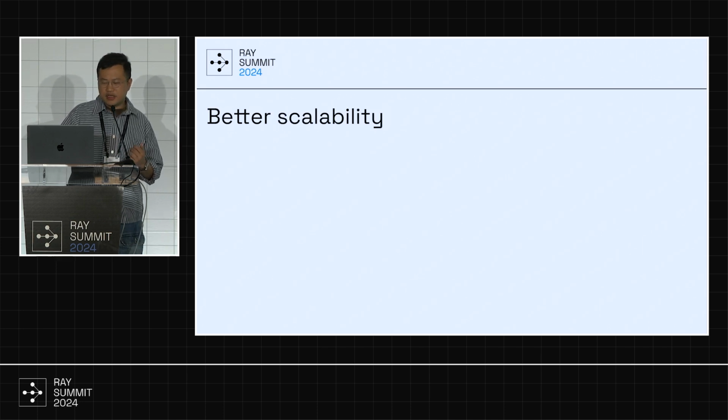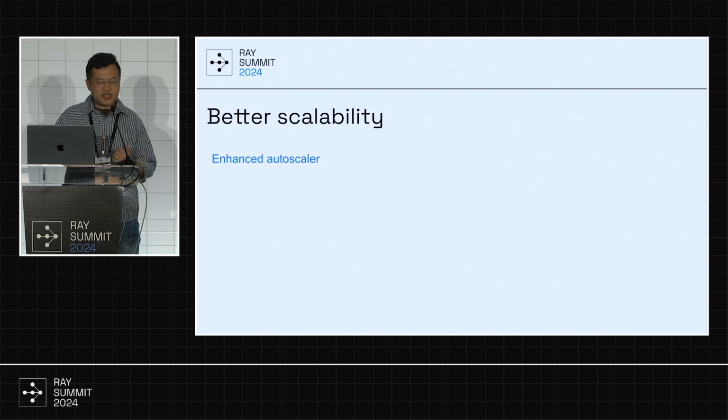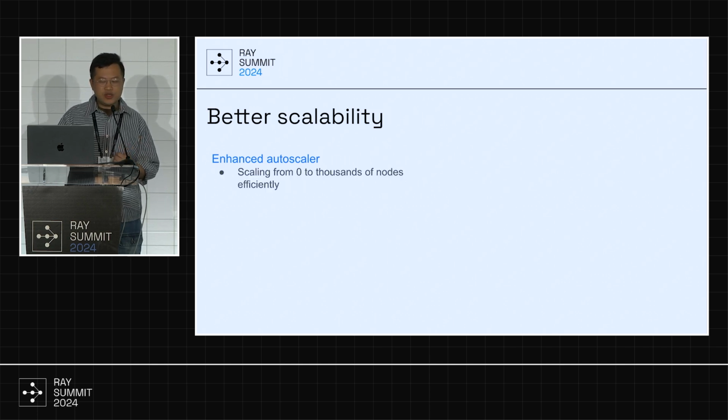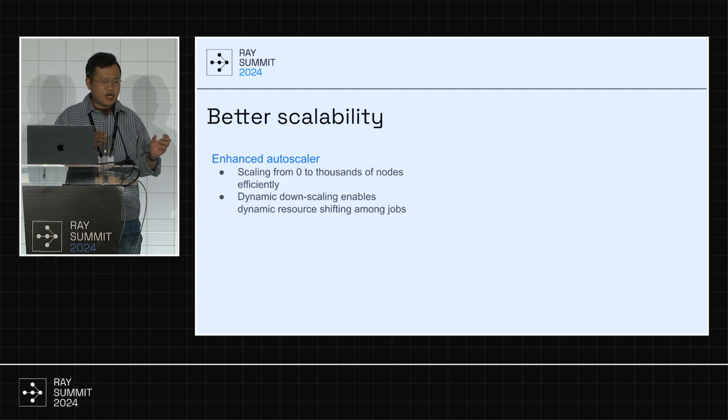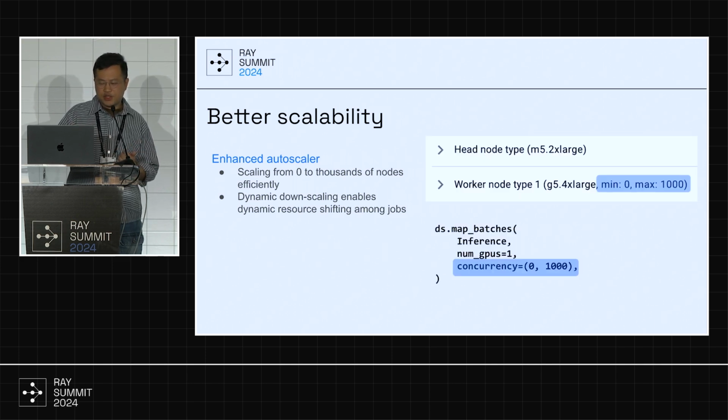And lastly, speaking of scalability, Anyscale provides an enhanced autoscaler that allows the job to start with 0 resource and efficiently scale up to thousands of GPU nodes. And also support dynamic scaling down. So with this feature, you can even shift resources among different jobs at runtime. So to enable this feature, users simply need to set the cluster size and the concurrency of the operator to a range.